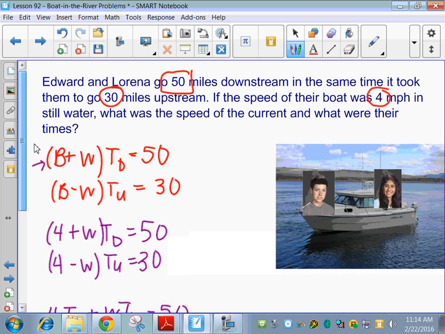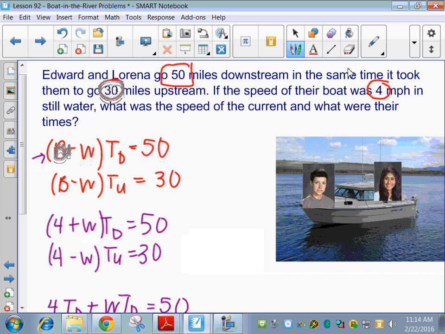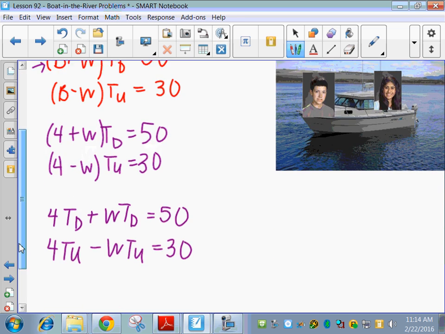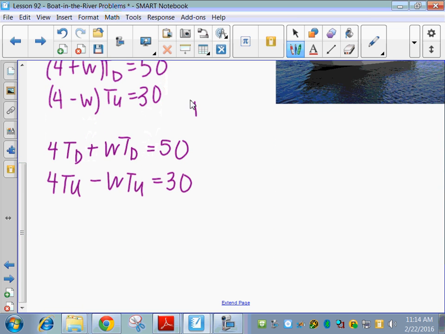Oh, one thing I forgot to do. It was the same time, right? So if it was the same time, TU is equal to TD. So is everybody good with just saying that means time equals time? The same time, right? So basically I can get rid of my subscripts if we have equal times. Time up and time down are the same. That does help us right here.